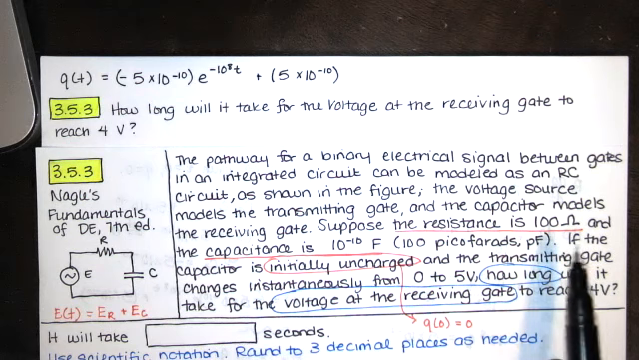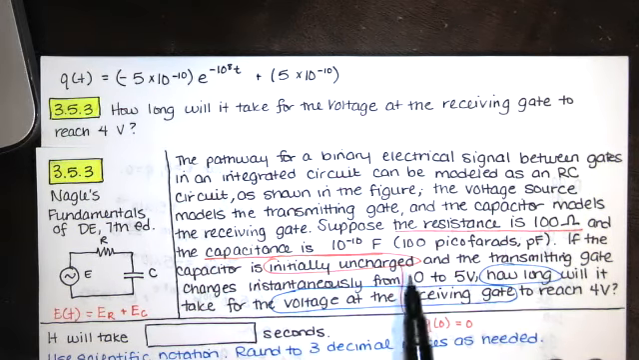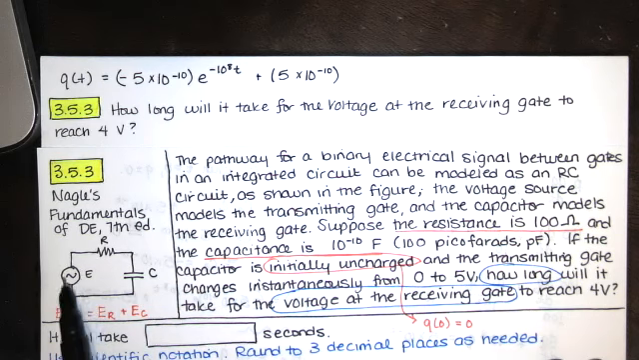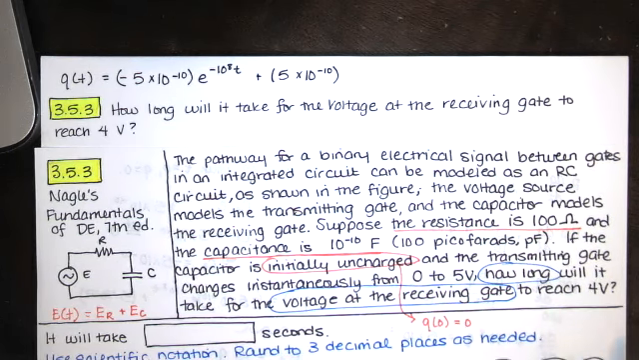The question at the very end says, if the capacitor is initially uncharged, which means that at time t equals 0, the charge on the capacitor is 0, and the transmitting gate changes instantaneously from 0 to 5 volts. So that's saying at that moment, t equals 0, this is going to be equal to 5. The question says, how long will it take for the voltage at the receiving gate to reach 4 volts?